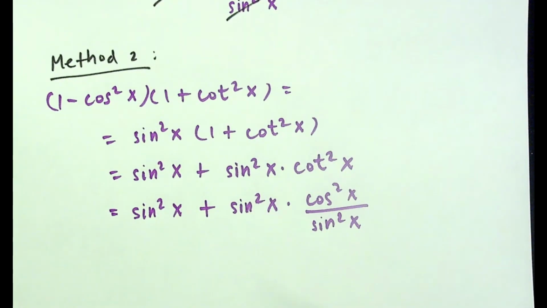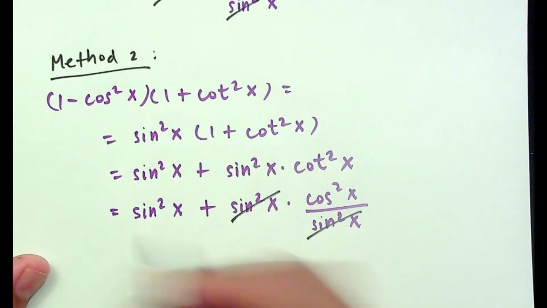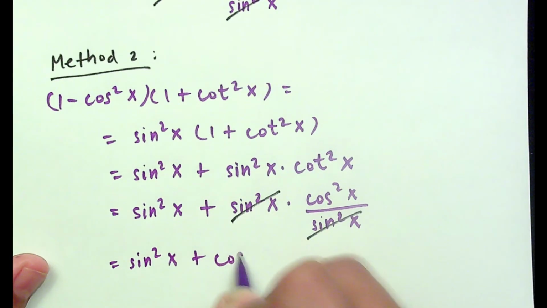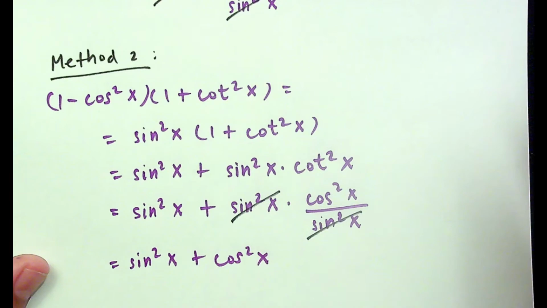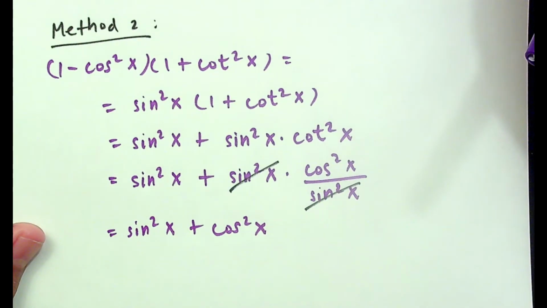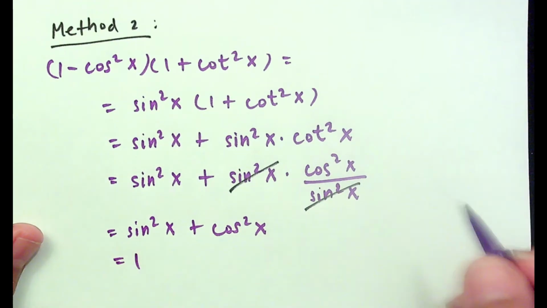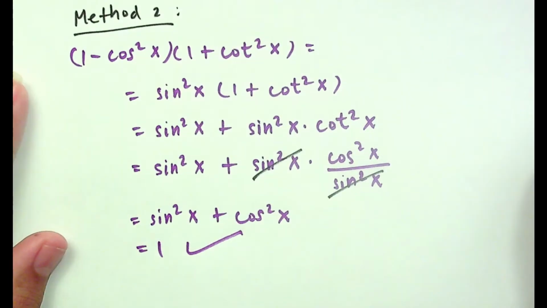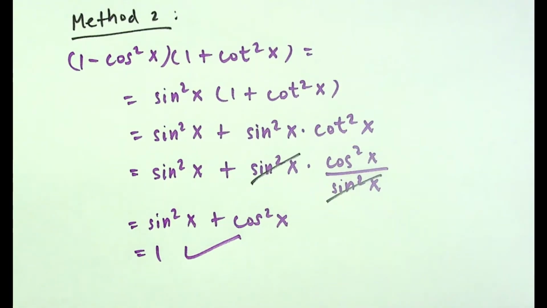You can cancel that. What do you get? You would get sine squared plus cosine squared. But what is sine squared plus cosine squared? That is actually 1. So the identity has been verified again. We ended up with 1 as well. Okay, so you see, we did it slightly differently and we still got the same answer.